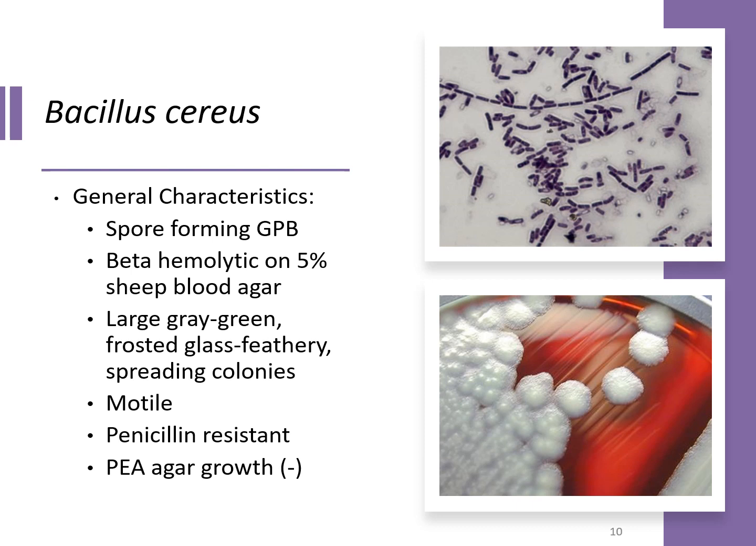Bacillus cereus is also a gram-positive bacilli that has spores. And this organism can look very similar to Bacillus anthracis. This one has that large frosted glass feathery type appearance, but the main difference that you need to focus on is that this one is beta hemolytic on the sheep blood agar, so you can see where it has that hemolysis around that colony growth with these really large colonies. This organism is motile, it is penicillin resistant, and it will not grow on PEA agar.